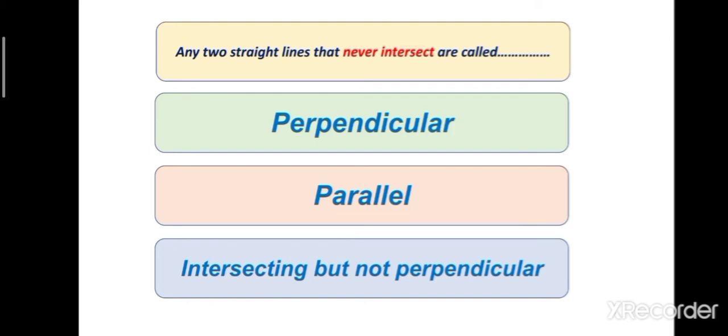Any two straight lines that never intersect are called: perpendicular, parallel, intersecting but not perpendicular. Never intersect here means never meet or never touch. So any two straight lines that never intersect are called parallel lines.